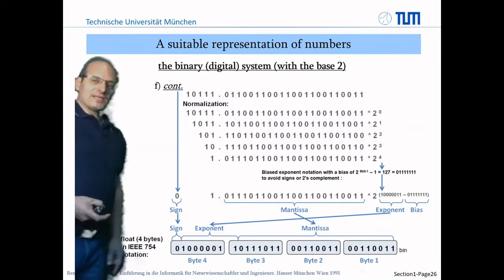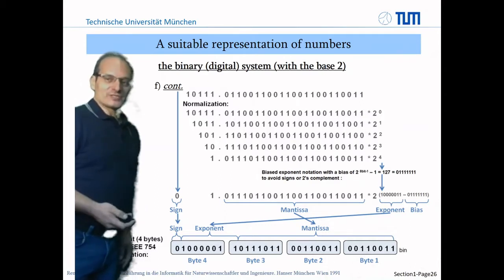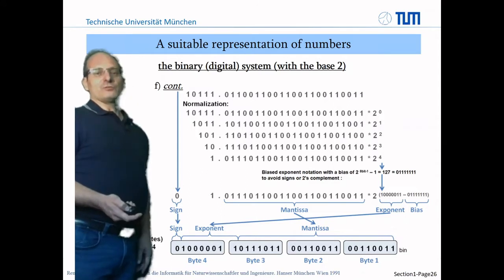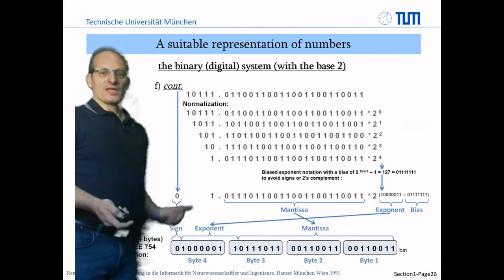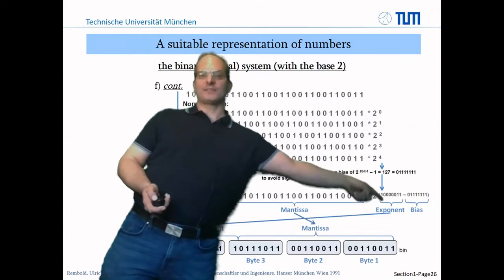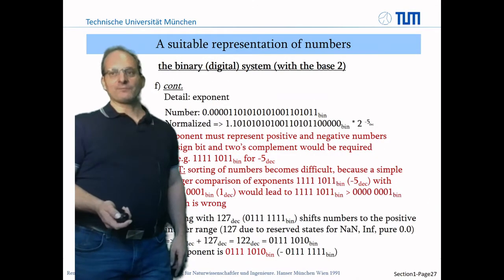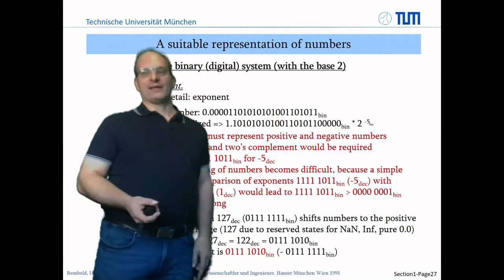This is defined in the IEEE 754 standard or notation, and therefore this is the floating point notation. I want to come back to this exponential biased representation. So why is it used like that?